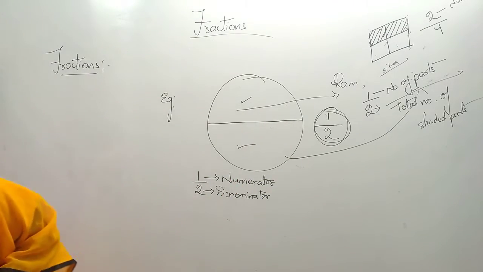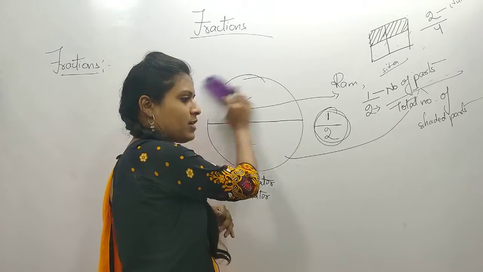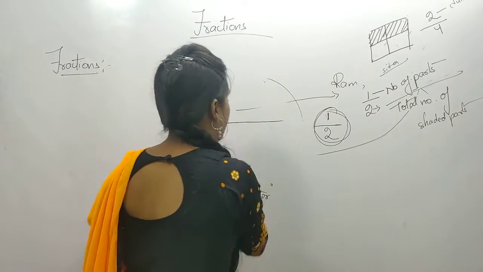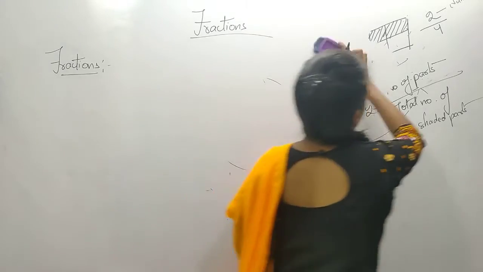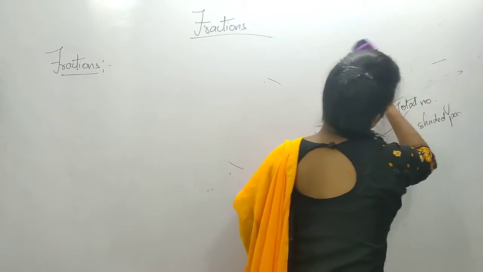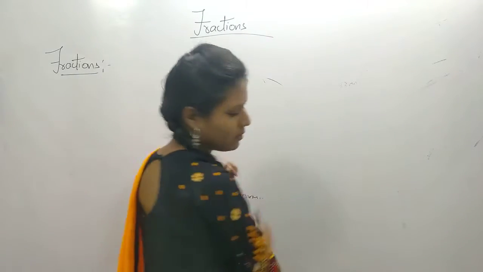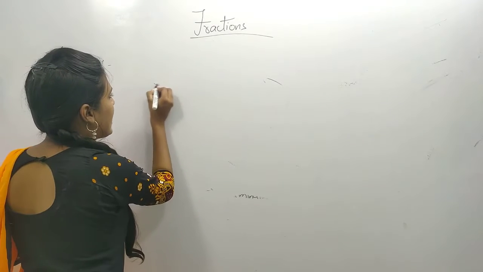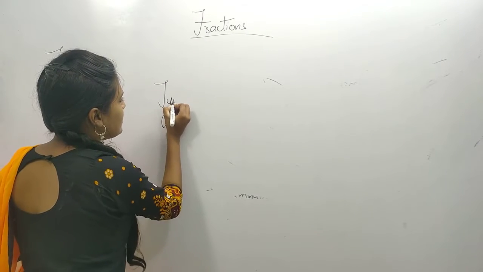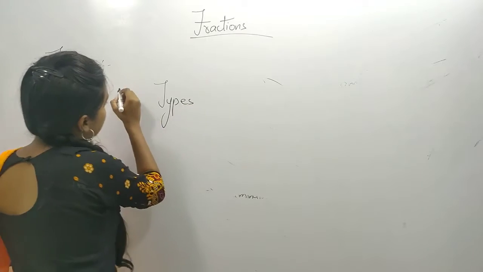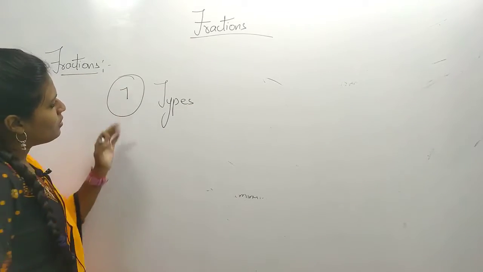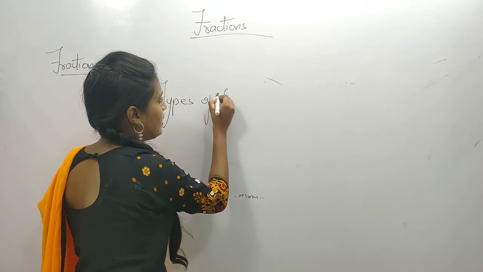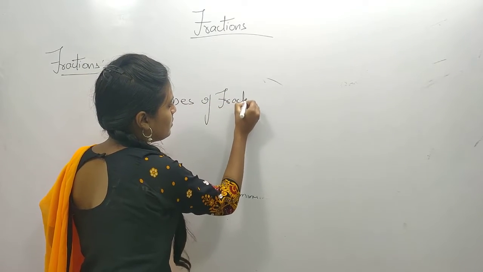Before going deeply, I think you may want to know the different types of fractions in this chapter. There are different types of fractions in this chapter. Let's learn about them. Let's learn types of fraction. How many types are there? Types of fractions are a total of 7 types. What are they?